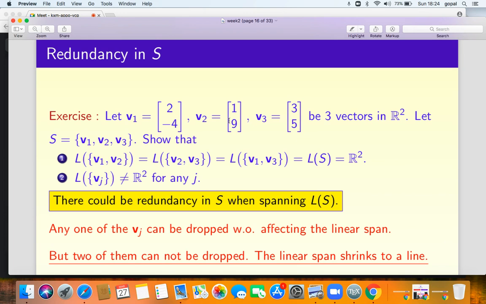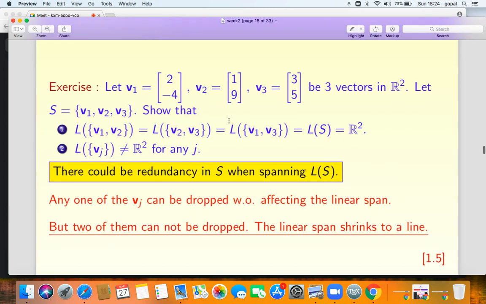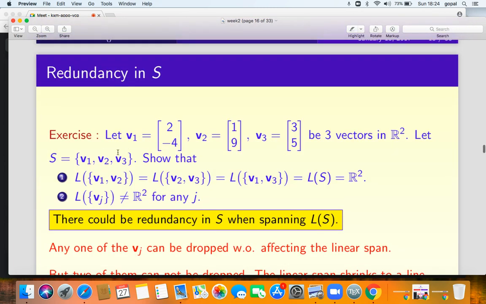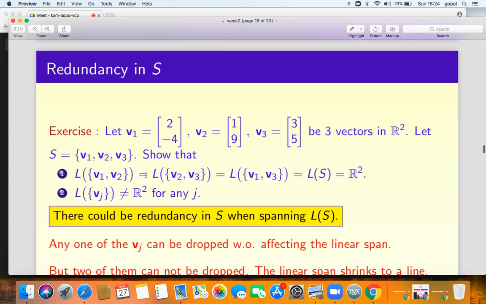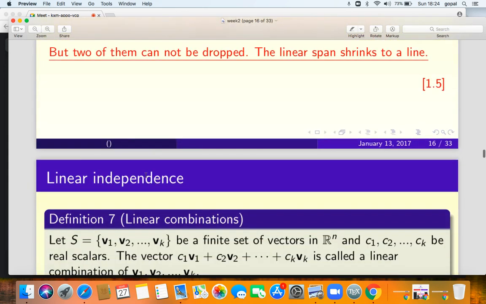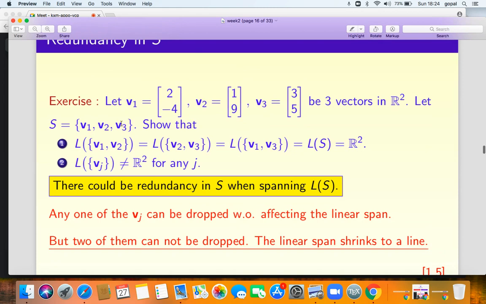So this idea of taking the spanning set, or a set of generating vectors, and dropping redundant vectors systematically, ultimately you will land up with a basis. You can't drop two of them. If you drop two of them, you're not going to get the whole of R2, you're going to get a line. So maximum you can drop one of the vectors.